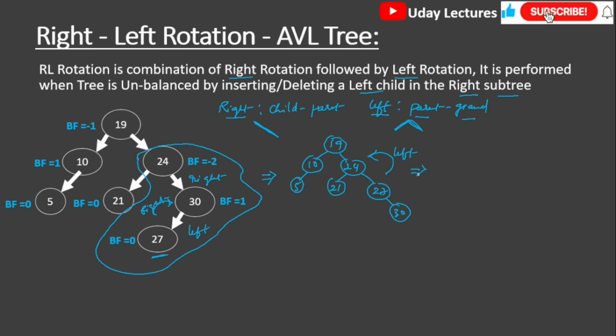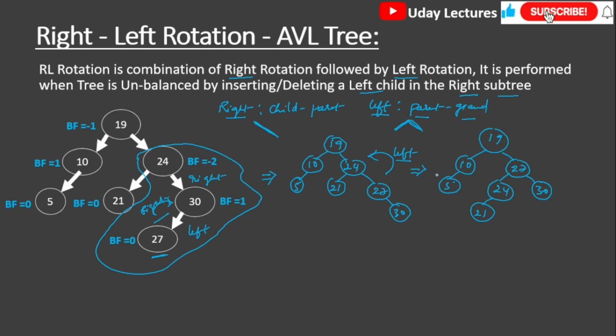Now the rotation is performed, and after the rotation operation, it will look like this. 24 is pushed to the left side, so 27 will become the new parent now, and 30 will stay as it is. Whatever node was connected to 24, which is 21, will still be connected as it is, and 19 has a left subtree which is 10 and 5, that also stays as it is. Now we have completed both the rotations, which is right rotation first and then the left rotation.